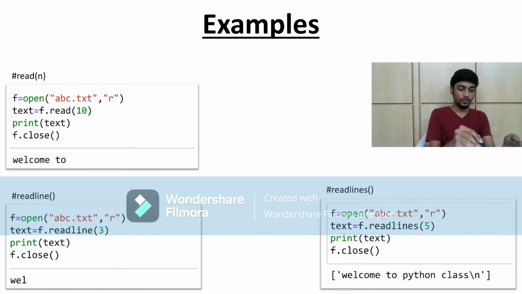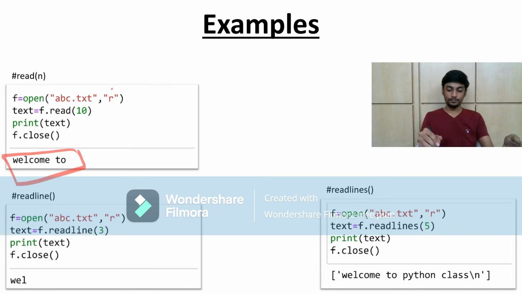Here we took a text file named abc.txt, which we already saved, and we took a mode called r, which means read, and we entered a number, 10, and the output that comes here is "welcome to", which is the first 10 characters in the text. This is read(n), or read().